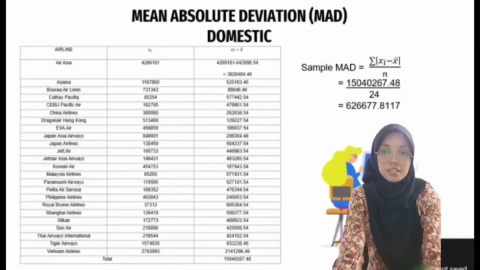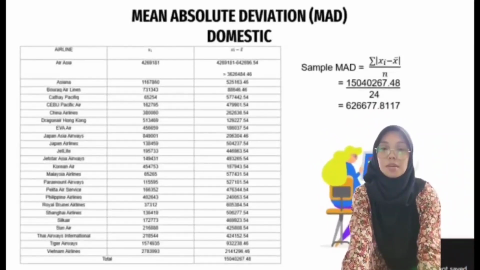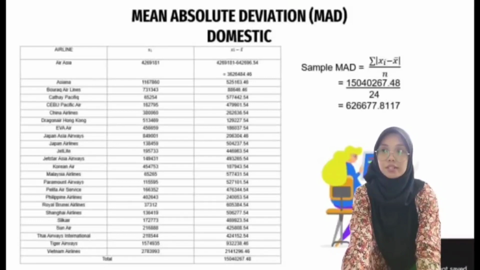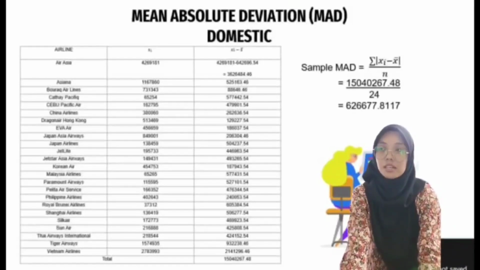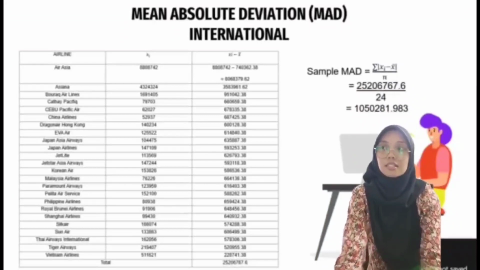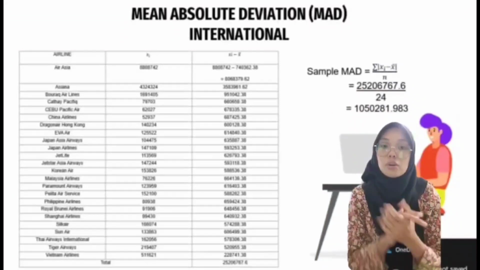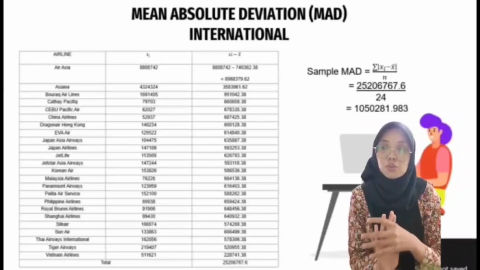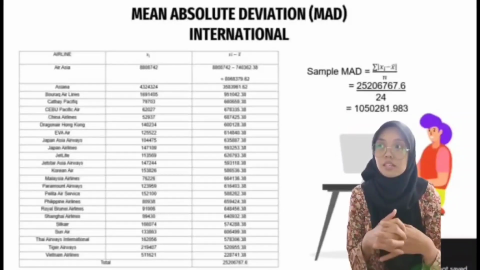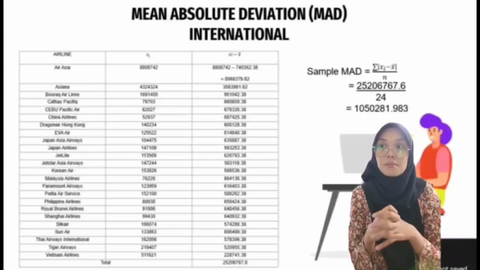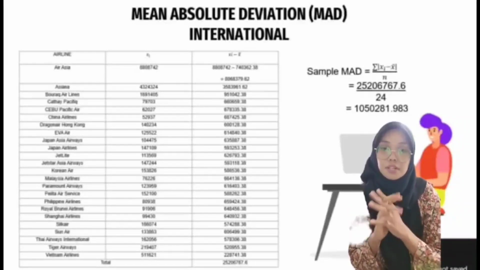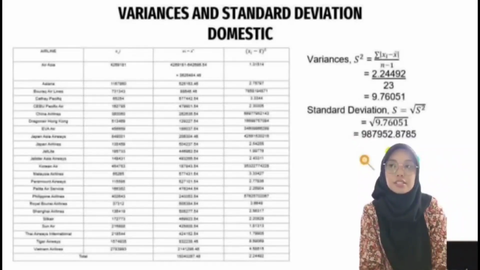For mean absolute deviation, first we need to find the distance from the mean by subtracting the mean from each data value. After that, add the distances together to get the sum and divide by the number of data, and we get the answer for domestic, 626677.8117. Meanwhile, for international, using the same formula, the answer is 1050,281.983. As we can see, domestic is higher than international, meaning many of the data values are spread further from the mean. Next, variance and standard deviation.